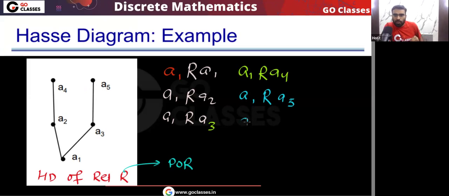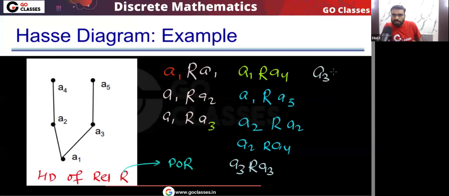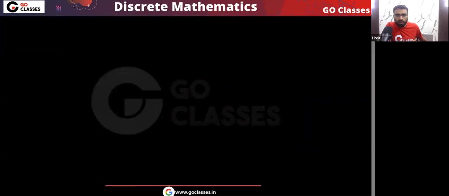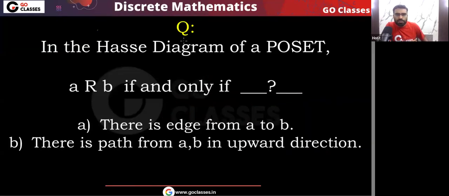Similarly, whom is A2 related to? A2 is related to A2. A2 is related to A4. Similarly, A3 is related to A3, A3 is related to A5. Yes or no? Next, A4 is related only to A4. A5 is related only to A5. Is this clear? Please tell me. All the points, are they clear? So it's a very simple point. This is how you can understand the hash diagram. Now let's move on. Now tell me the answer for this question quickly.